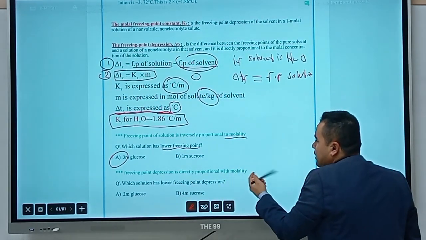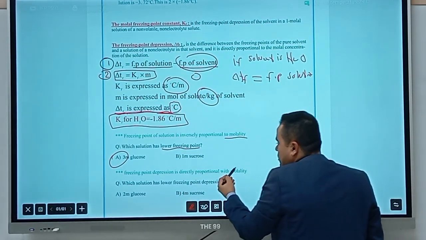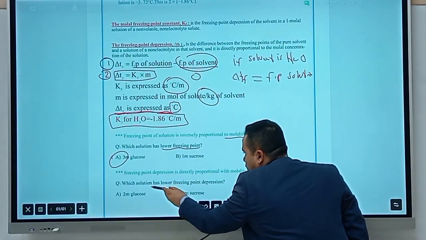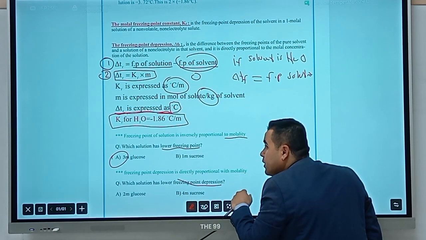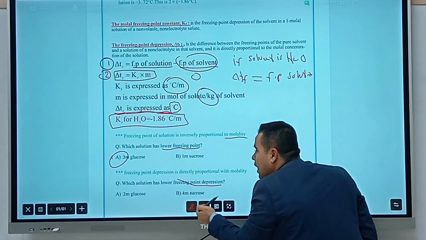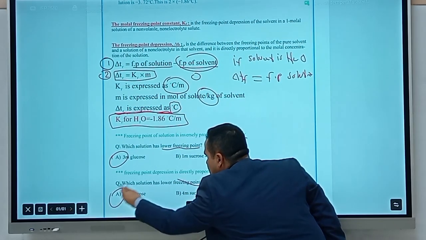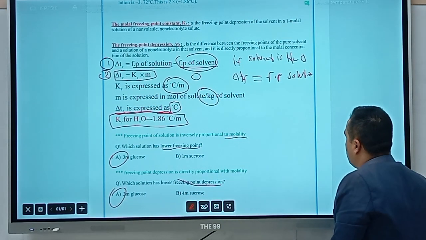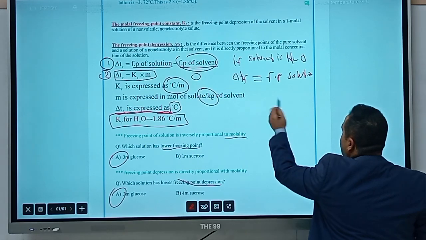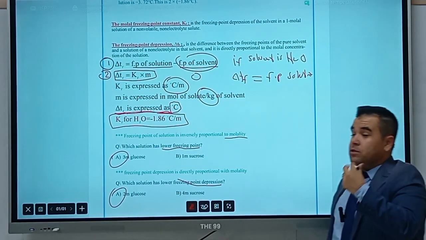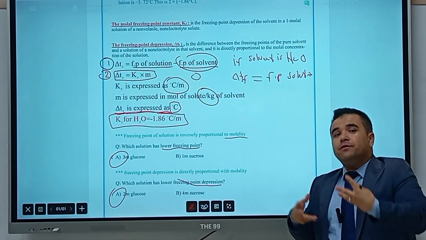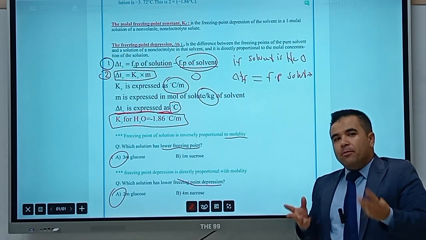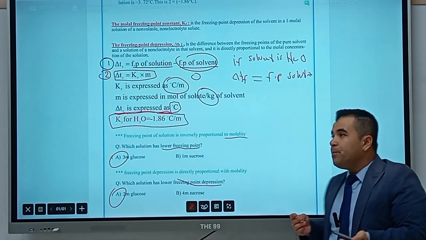Freezing point depression is directly proportional to molality. Which solution has the lower freezing point depression? Lower freezing point depression must mean lower molality, so 2 molar glucose instead of 4 molar. So guys, there are two types of questions: asking for the highest or lowest freezing points, or mathematical questions, the second type.